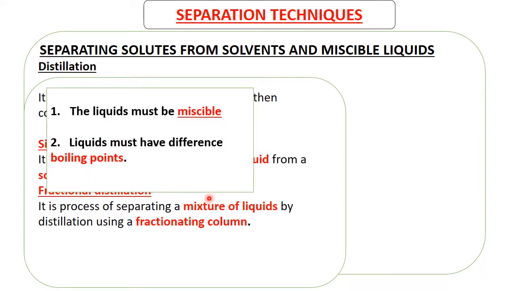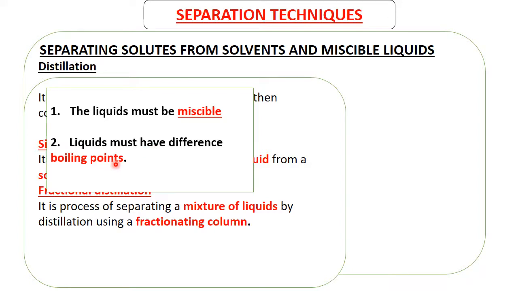So fractional distillation works on 2 physical properties. First, the liquids must be miscible. So always when you want to use fractional distillation, the liquids must be miscible. If they are not miscible, use a fractionating column. Then the second physical property is that liquids must have different boiling points.